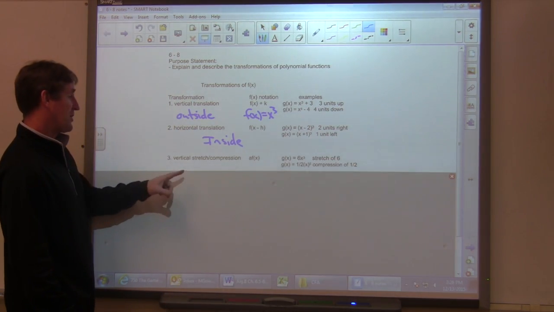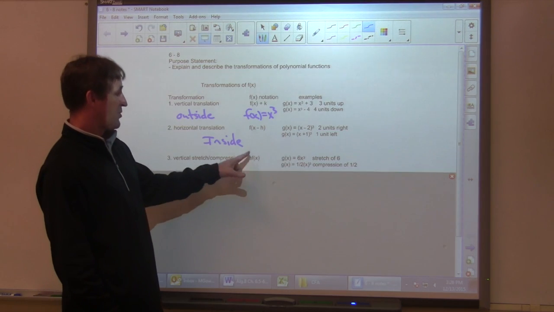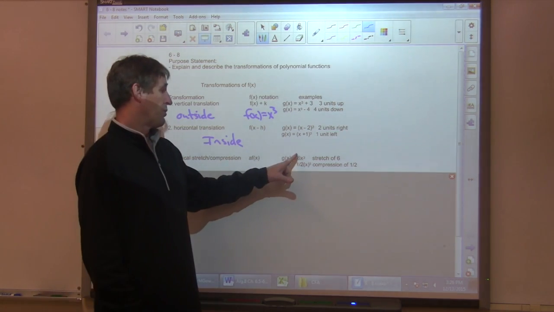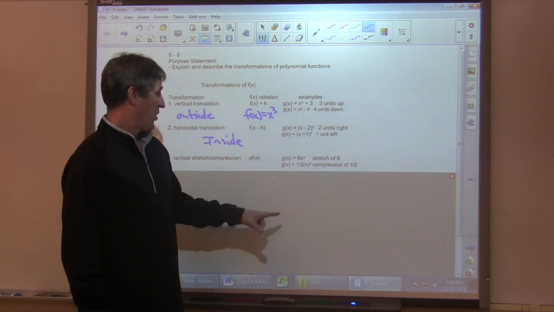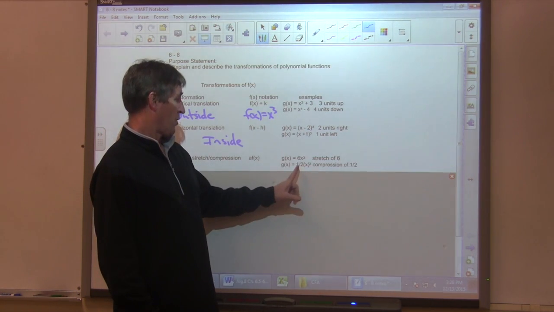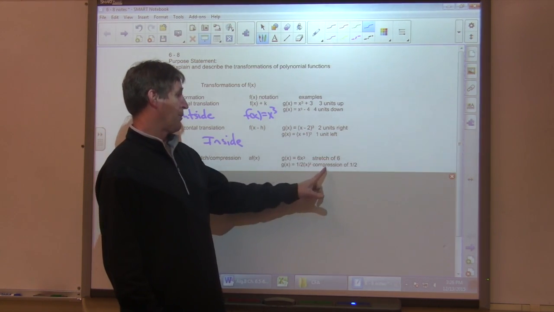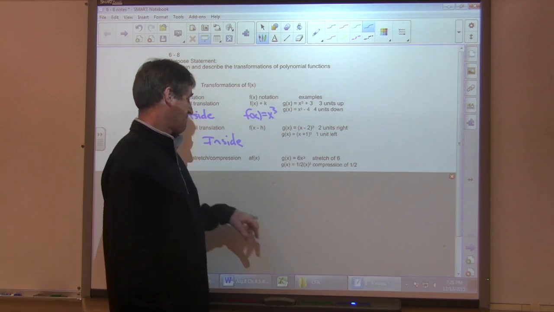So a vertical stretch or compression, again, it happens outside, so it affects the whole function. So it would be 6x cubed if it was a stretch of 6, or if it says 1/2 x cubed, it would be a compression of 1/2.